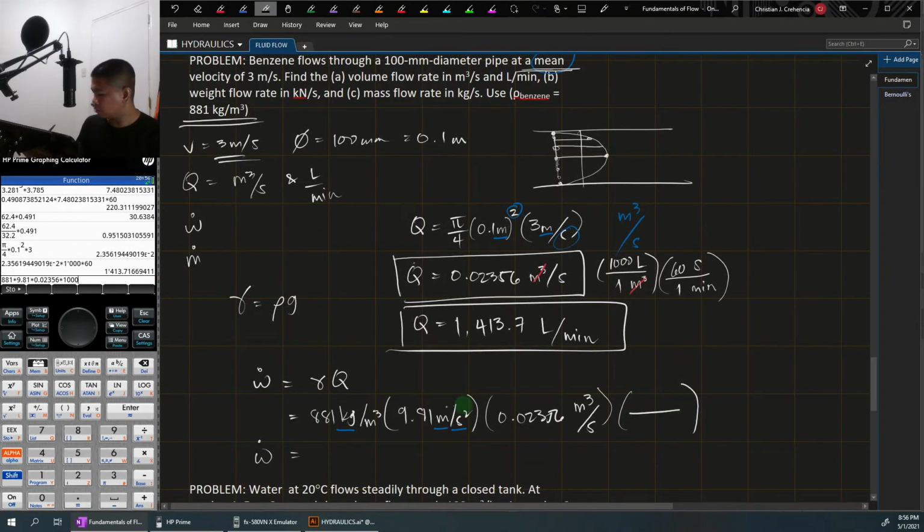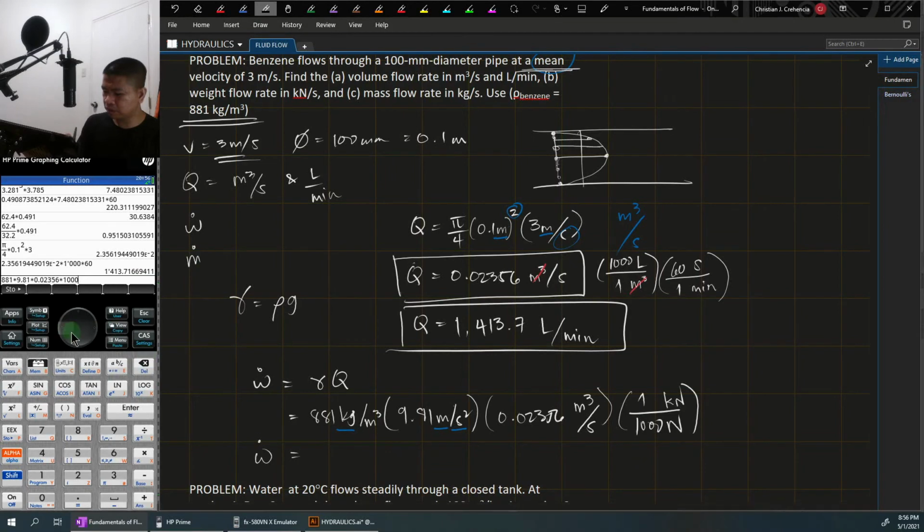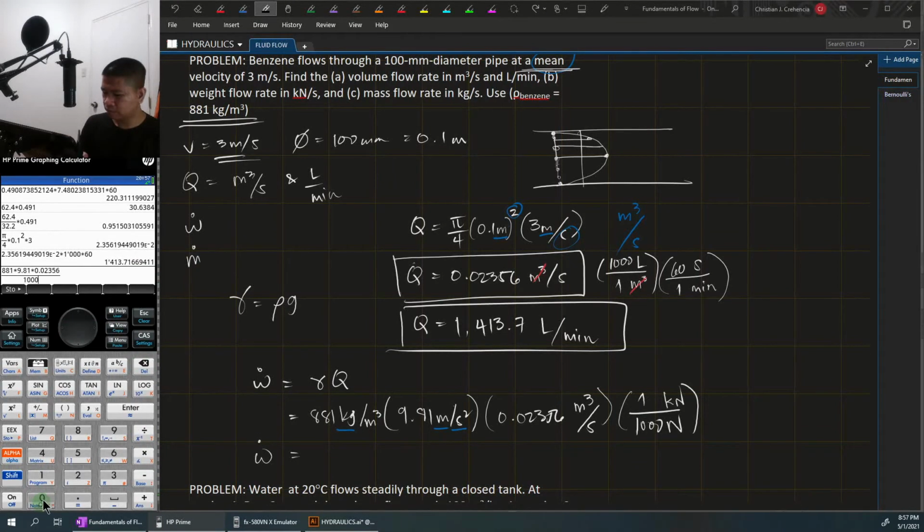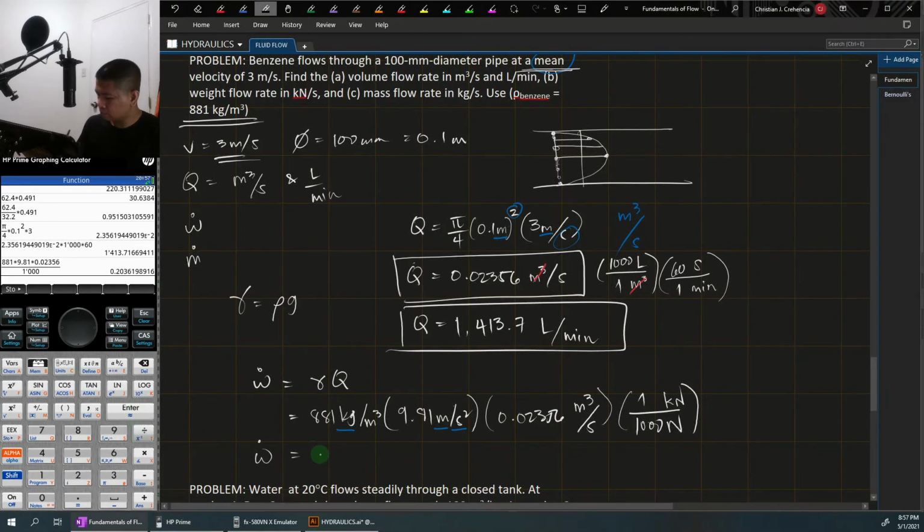Yan. So naka-Newton tayo dito, so gusto natin i-cancel yung Newton, so dapat nasa denominator. So sa numerator yung kilonewton. So 1 kilonewton is 1,000 Newton. Then this should be divided by 1,000. So we have 0.2036 kilonewton per second.